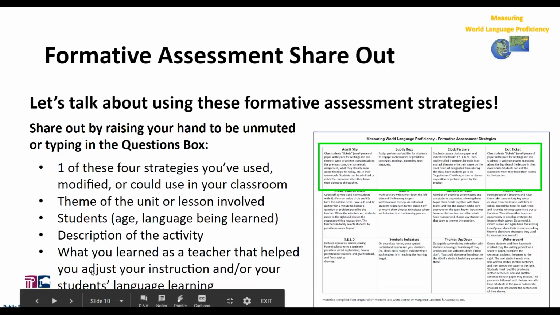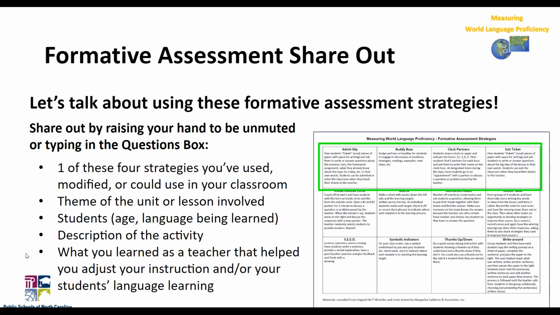So let's go to the second part of the activity. Now let's talk about using these formative assessment strategies in the classroom. I'd like you to share out either by raising your hand to be unmuted and discussing your answers to these questions, or typing your answers in the question box. Share which one of these 4 strategies you've used, modified, or could use in your classroom, the theme of the unit or lesson involved, the students you're working with, what age and the language they were learning, a description of the activity where you used that strategy, and also what you learned as a teacher that helped you adjust your instruction and or your students' language learning based on using that formative assessment strategy.